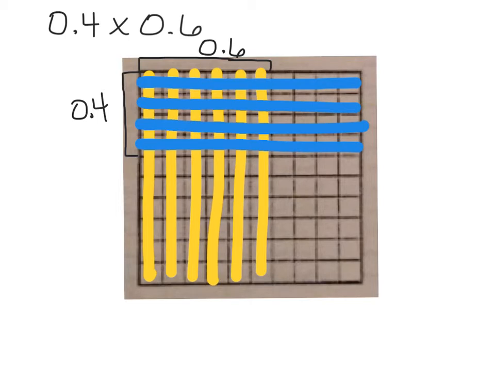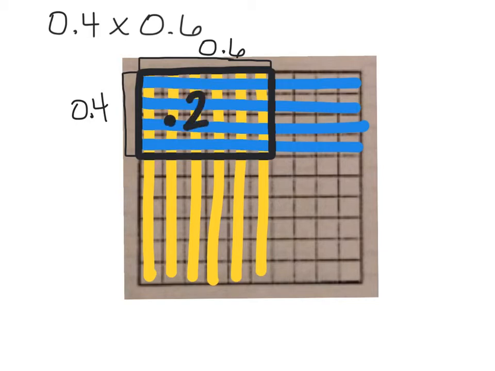And then our product is the area that's overlapping. It is a 6 by 4 area, or 6/10 by 4/10 area. So we know that 6 times 4 is 24. And so our answer would be 24 hundredths is the area there. So our answer would be 24 hundredths.